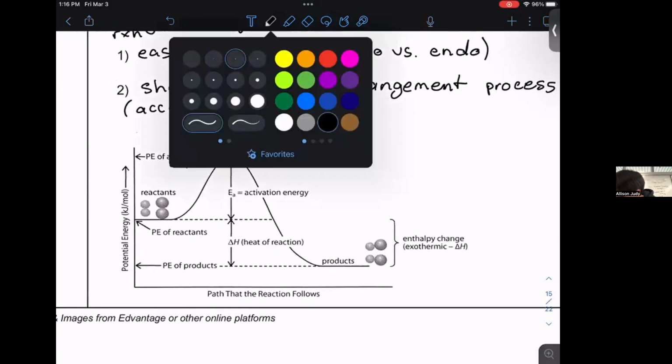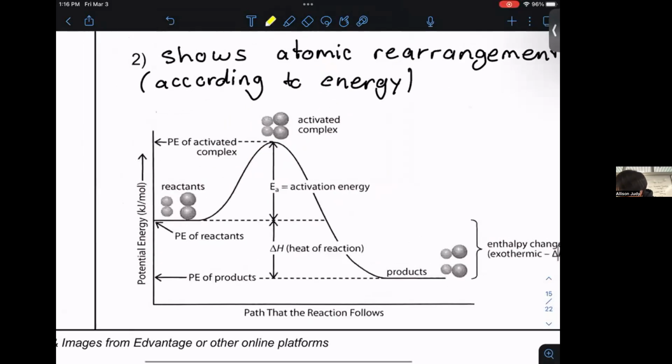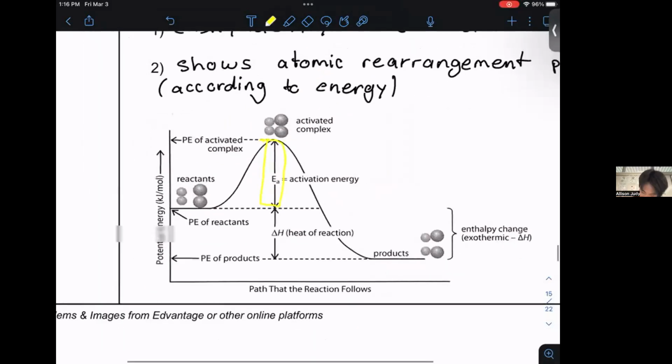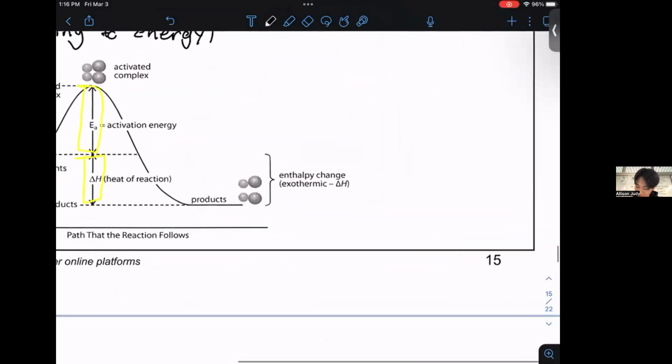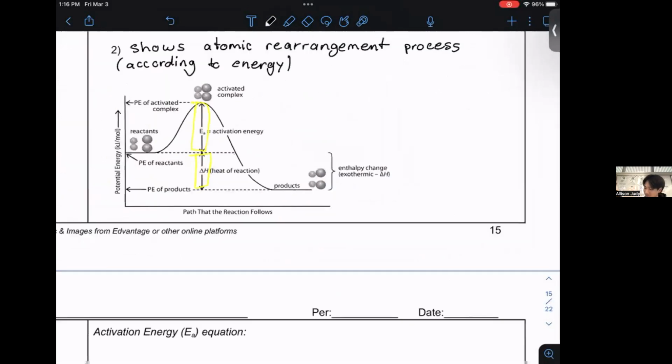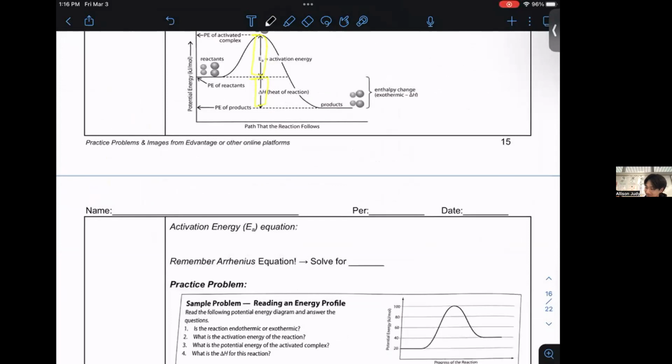Another thing to note here is that we can also see other things like the activation energy and change in H. If you need a formal equation for this, activation energy is the potential energy of the activated complex minus the potential energy of the reactants.